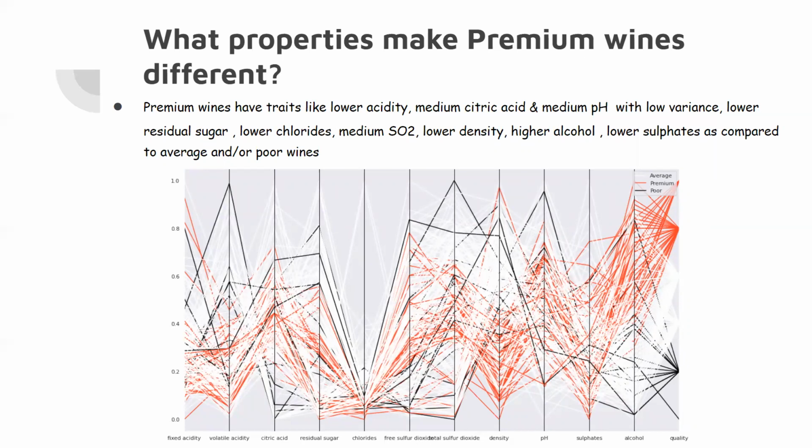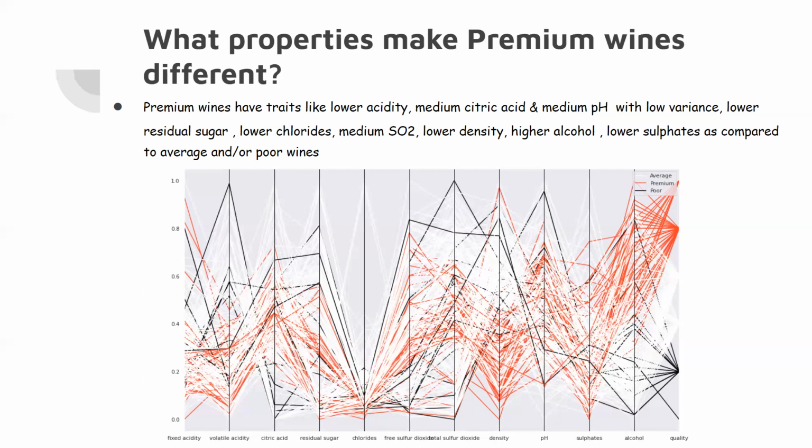So I took a sample, which is around 50 amongst the 6,000 plus in the quality table that we had. And in that sample, how do average, premium, and poor wines fare? Again, you get some broad strokes, but you are still not sure. You know that there is a high correlation between alcohol and quality, and likewise, residual sugar is low in premium wines.